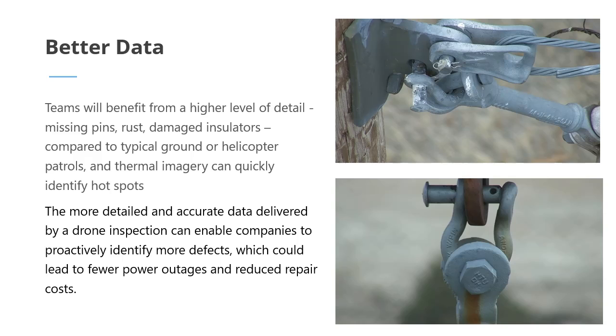Teams will benefit from a higher level of detail, such as missing cotter pins, rust, and damaged insulators, compared to typical ground or helicopter patrols, and thermal imagery can quickly identify hotspots. The more detailed and accurate data delivered by a drone inspection can enable companies to proactively identify more defects, which could lead to fewer power outages and drastically reduce repair costs.